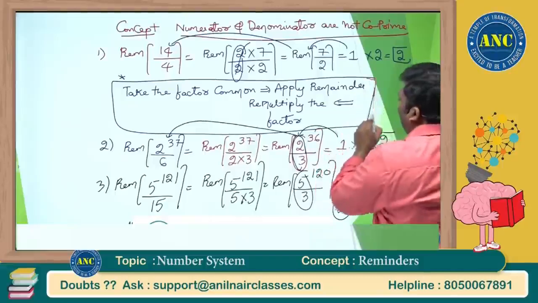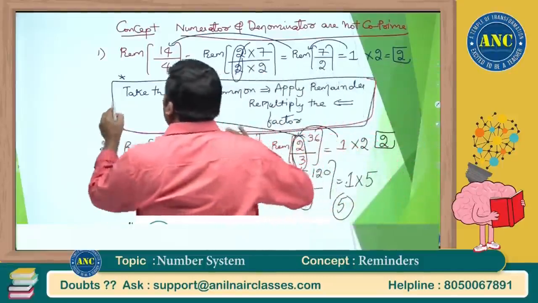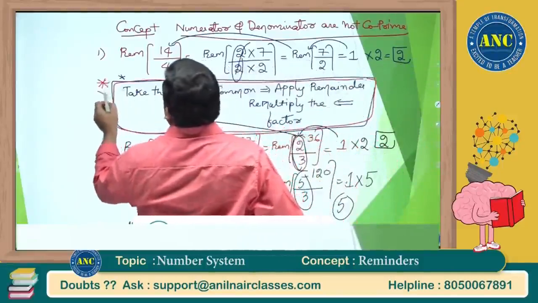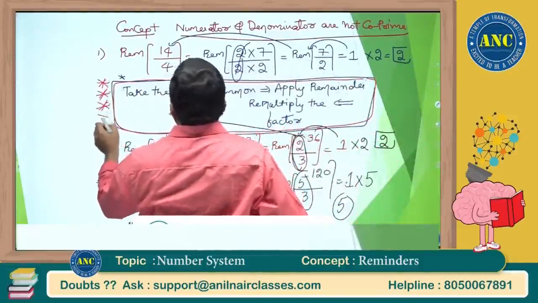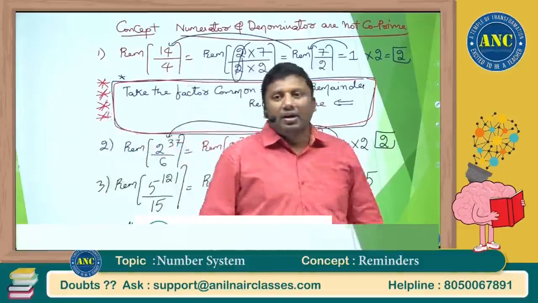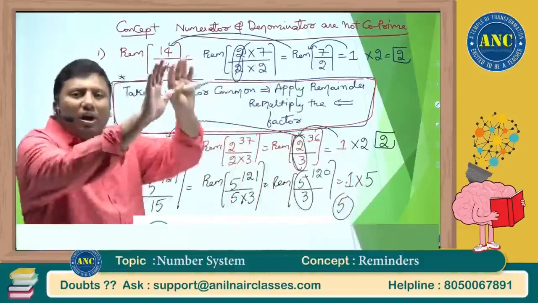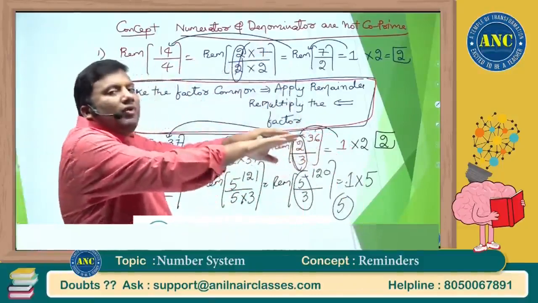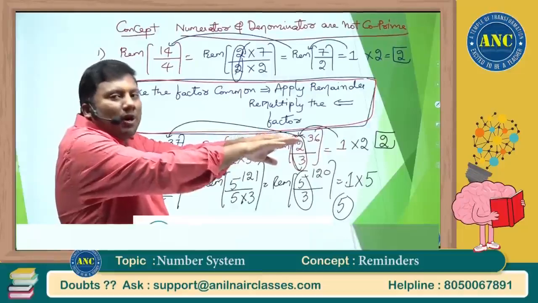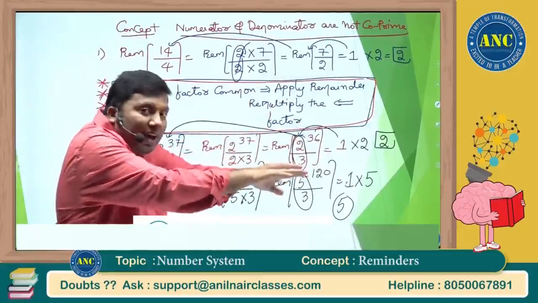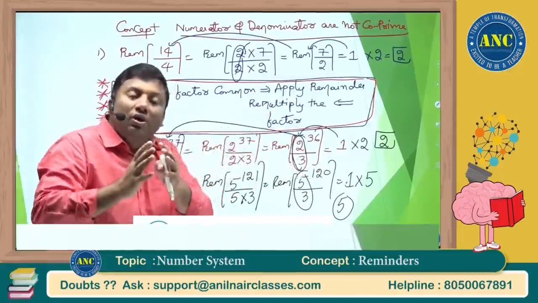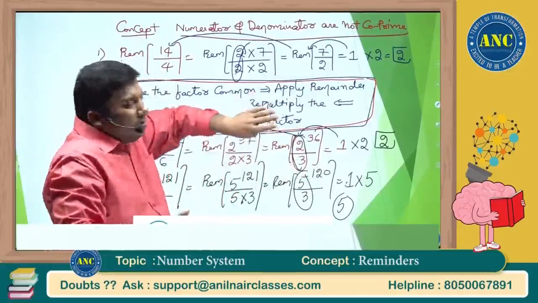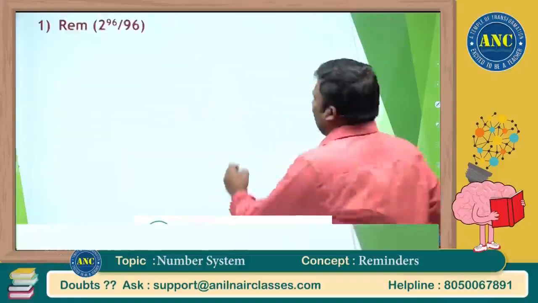Very, very important key point in this session. Take the factor common. Apply the remainder and again remultiply. Whatever is common, just take it out. Get the numbers into a form where the numerator and denominator are co-prime to each other. We already know the logic. Apply the logic, get the answer. Whatever you removed, remultiply, and you will get it.